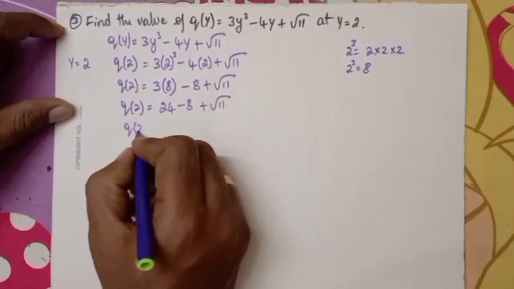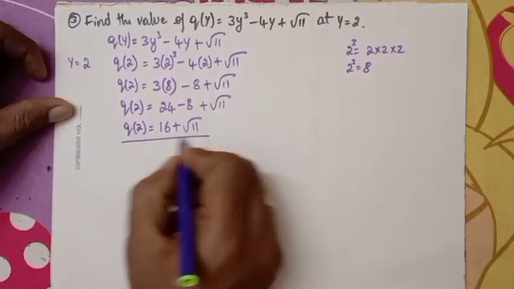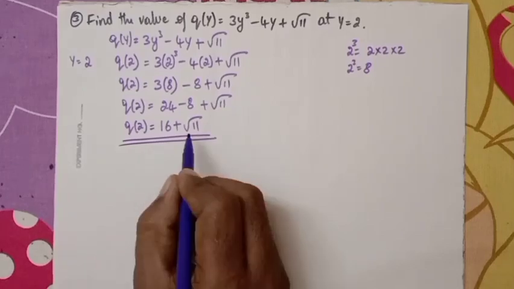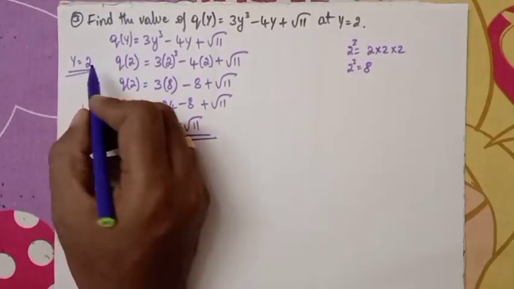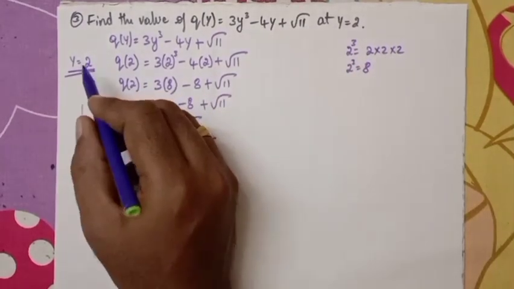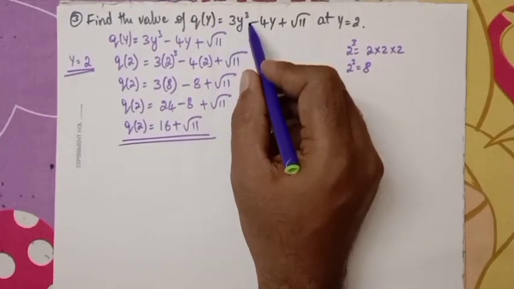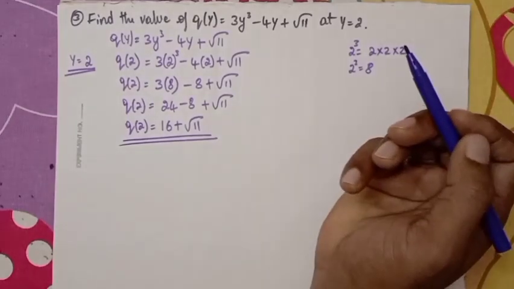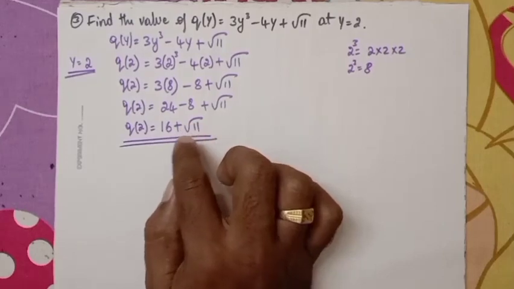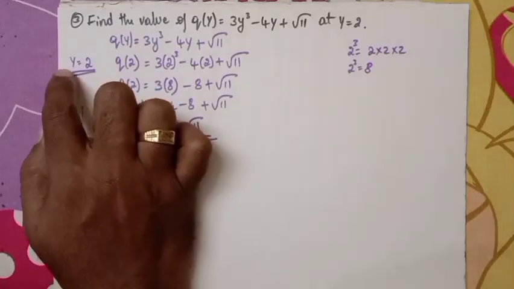So q of 2 is equal to 24 minus 8 is equal to 16 plus root 11. This is the value of this polynomial. Q of 2 is equal to 16 plus root 11. So we can say that y is equal to 2 is not the root of this polynomial, and also we can say that y is equal to 2 is not the 0 of the given polynomial q of y is equal to 3y cube minus 4y plus root of 11. 16 plus root 11 is the value of the given polynomial at y is equal to 2.